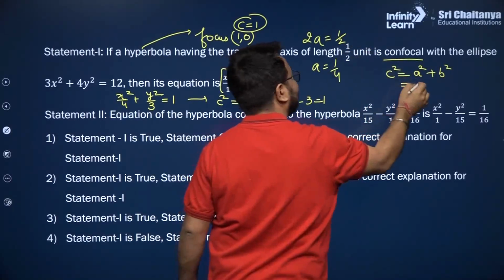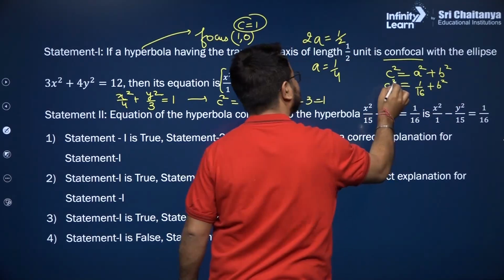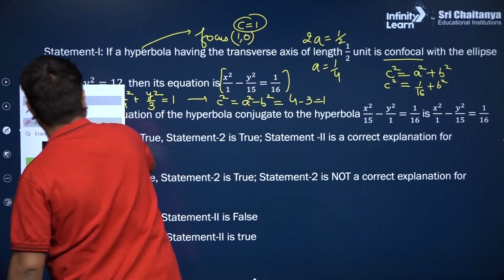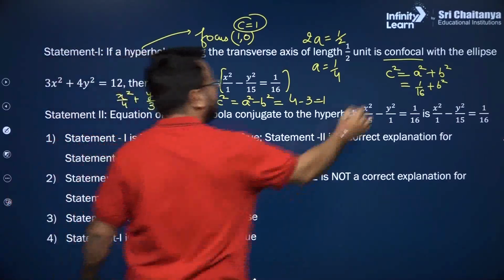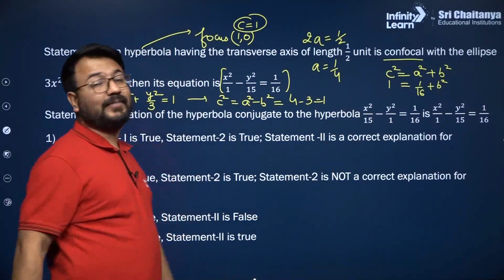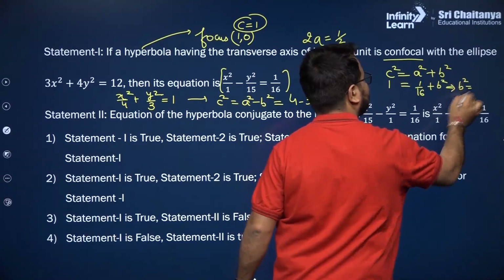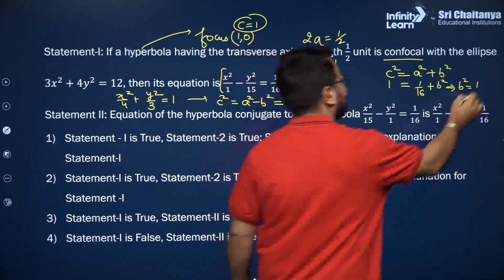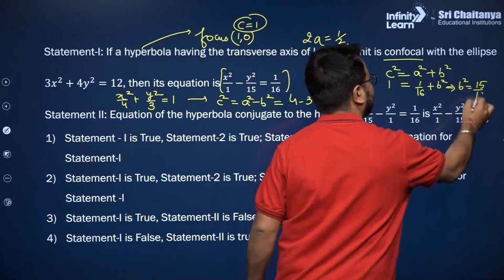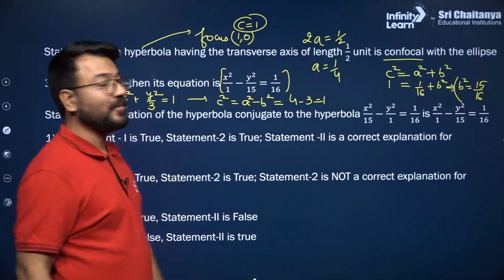I know the value of a is 1/4, so it will be 1/16 plus b square equals c square. The value of c square we can substitute here as 1. Then it will be very easy for me to get the value of b square. So the value of b square will be equal to 1 minus 1/16, and 1 minus 1/16 will be 15/16. Is it clear to you how we got 15/16?